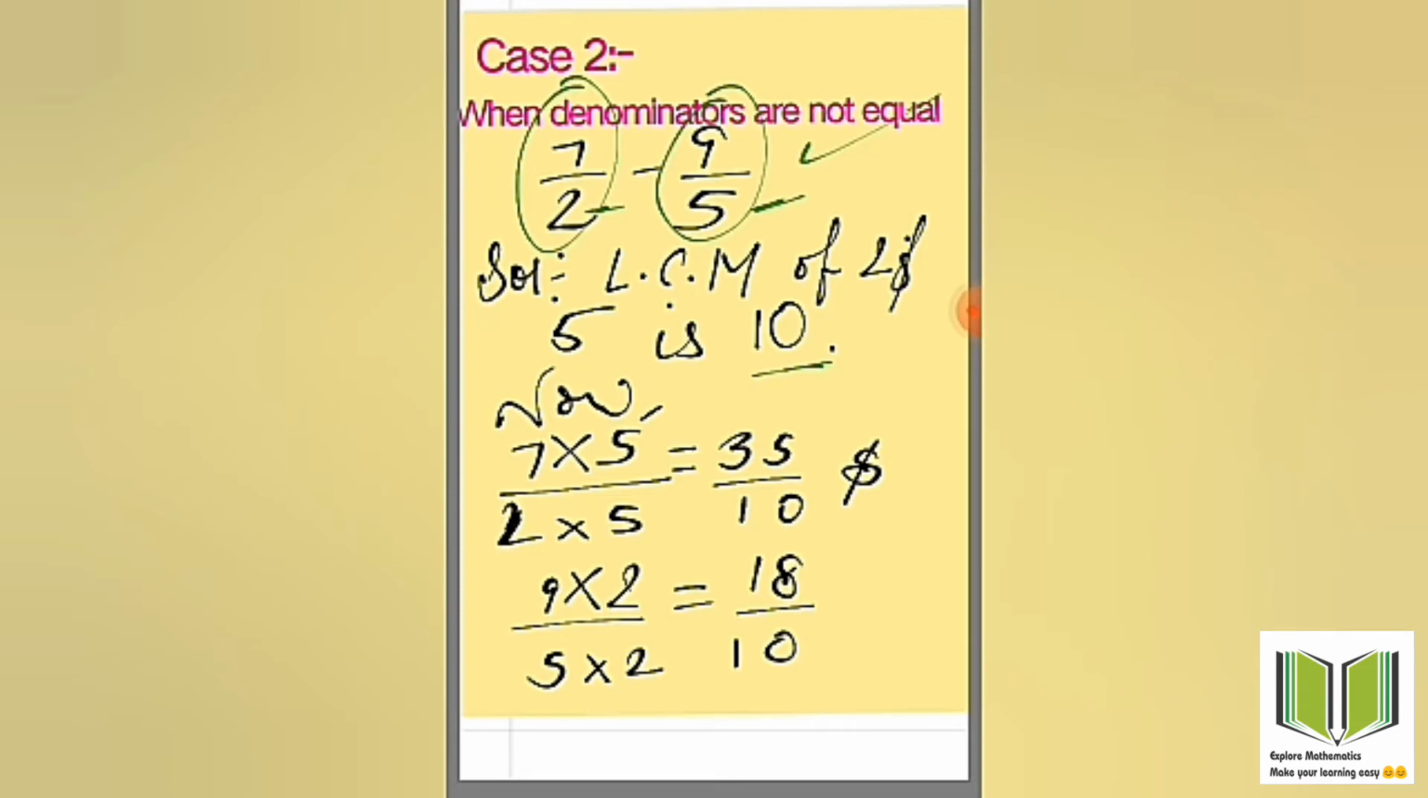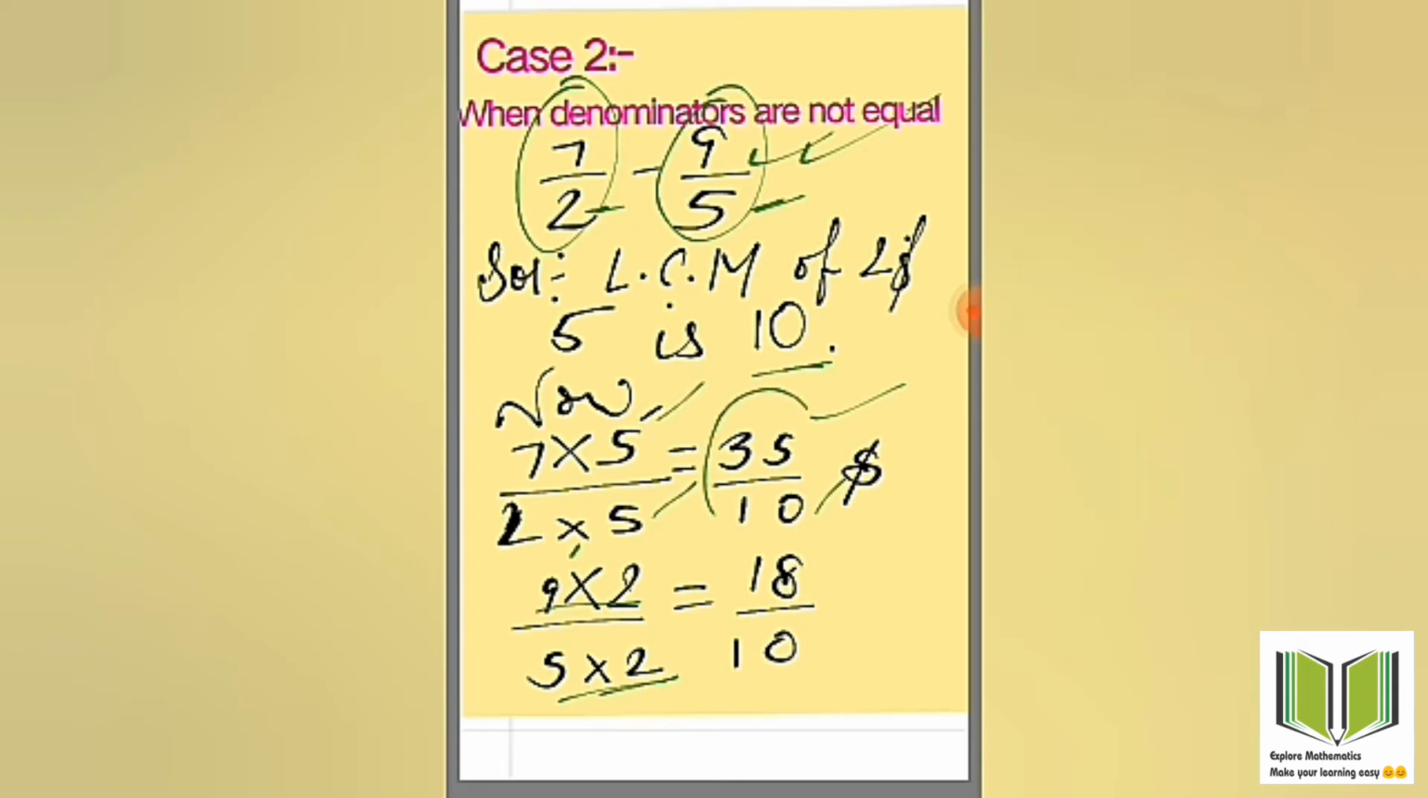Now what we have to do? We have to make their denominators equal. So 7 by 2, we have to multiply numerator and denominator of 7 by 2 by 5 to make it 10. When we multiply 5 by 2 we get 10, and when we multiply 7 by 5 we get 35. Again we have 9 by 5. Again we have to make denominator equal to 10, 5 2s are 10, 9 2s are 18.